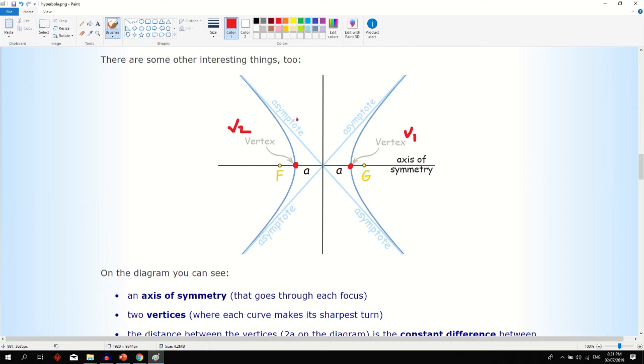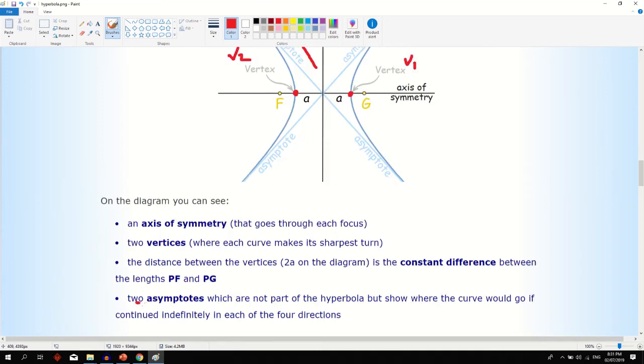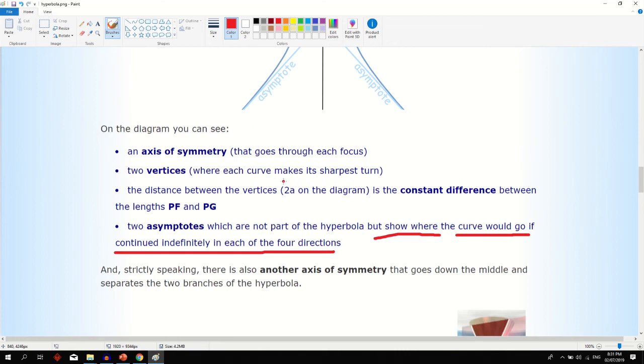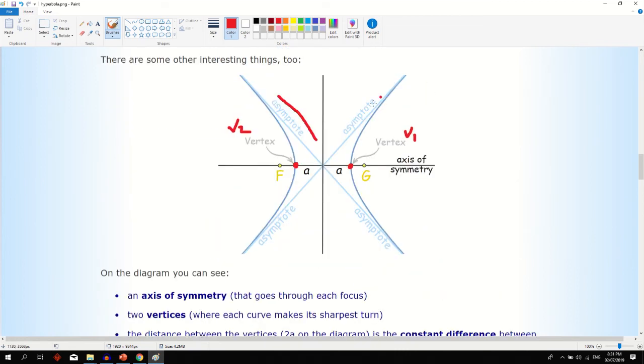So asymptote. What is an asymptote? We have here two asymptotes which are not part of the hyperbola but show where the curve would go if continued indefinitely in each of the four directions. You can see that it will never touch the curve, but it will only guide the curve. So this one is a parabola and this one is also a parabola, so that's why it is called hyperbola.